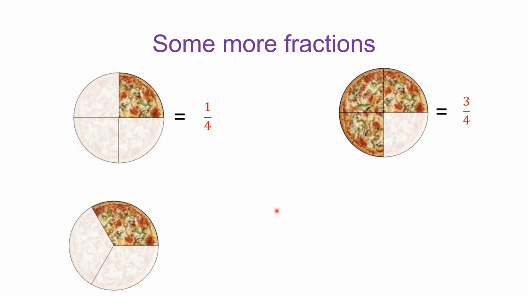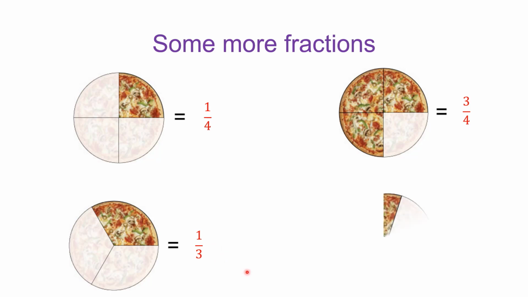Look at this picture. Here it is divided into 3 equal parts, but we can see only one part of the pizza. So that is 1 out of 3. It can be written as 1 by 3.